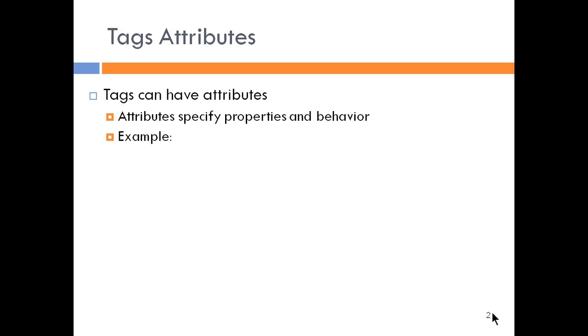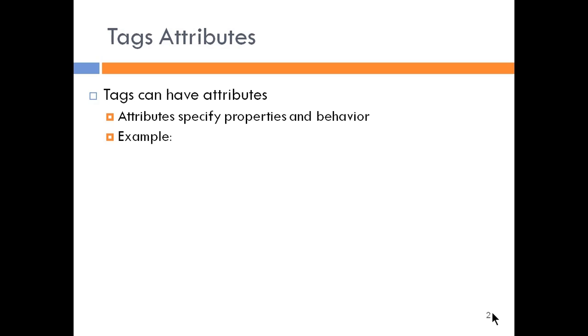So today we are going to see some basic details of attributes. Tags can have attributes. I have written the heading as tag attributes because attributes are written inside the tags. All of you know the tags. You have seen the tags head, title, body. These are some examples of tags. Tags can have attributes. Attributes specify properties and behavior.